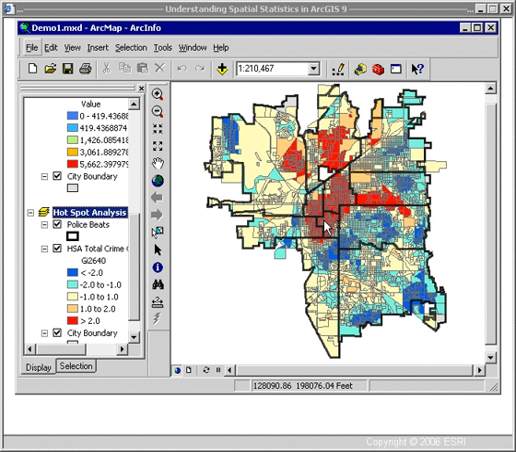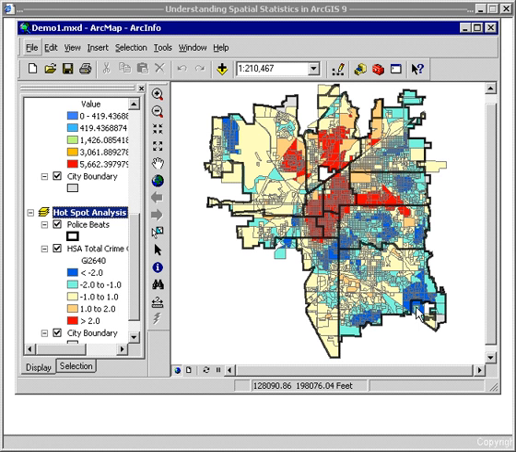They are shown in red. We can also see where we have cold spots, those places where we have very few crimes. The second thing I want to point out is that there is less subjectivity when we use spatial statistics than there is when we use density mapping.